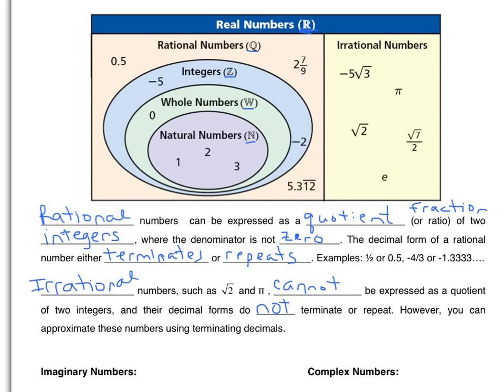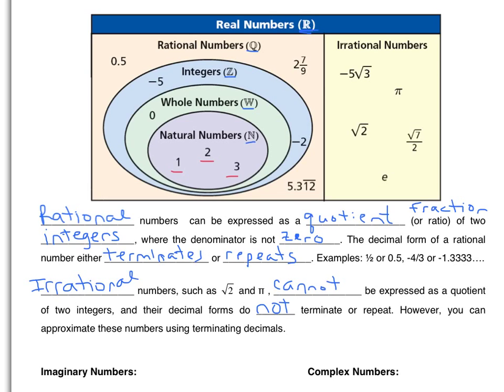So let's look at the numbers inside of our real number set. We start out with natural numbers. Those are things that you used when you were little and you counted. So you had 1 cookie, 2 cookies, 3 cookies. Those are things you used naturally. You counted. Positive numbers. Natural is 1, 2, 3, 4, 5, 6, 7, all the way till infinity.